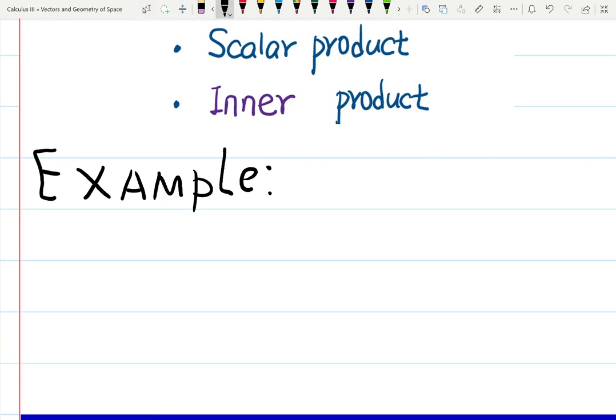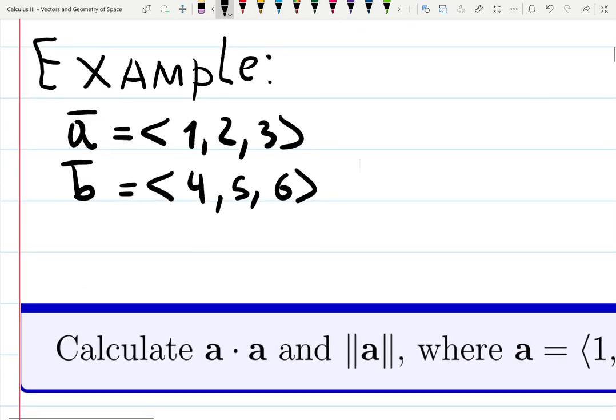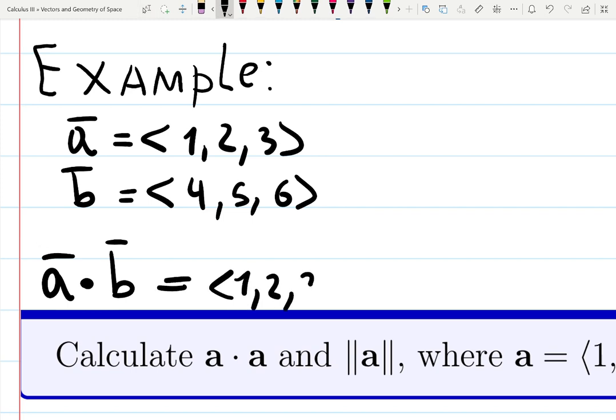Example, let's find inner product for A. A is a vector, brackets, and it's 1, 2, and 3. And then B, B is the vector, 4, 5, and 6. Whatever, just random. Let's calculate A times B. As you can see, I'm putting this dot on purpose to indicate that it's dot product of two vectors. Another notation will be 1, 2, 3 dot 4, 5, 6. That is also a dot product.